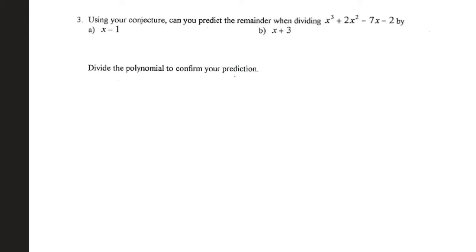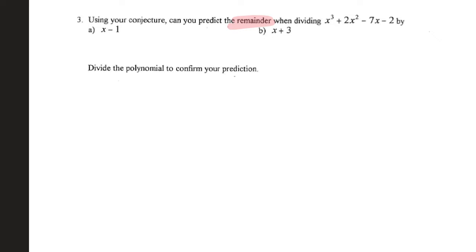As you take a look at problem 3 on your page, we want to use that conjecture now to predict the remainder when we divide by those values. If we're working at a pretty good pace, we can do divisions in 45 seconds. But if the question is simply asking about your remainder, you really don't want to go through a whole division process, because that's going to take 45 seconds even at a good pace. There is a better way.